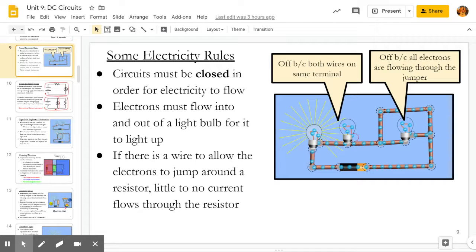And in order for a light bulb to light up, the electrons need to go in through one side and out through the other. So in this example here, the electrons aren't going in and out because we have an open branch right here where the electrons will go in and they have nowhere to go, so they just continue on their path.